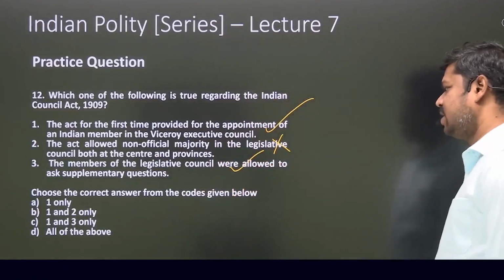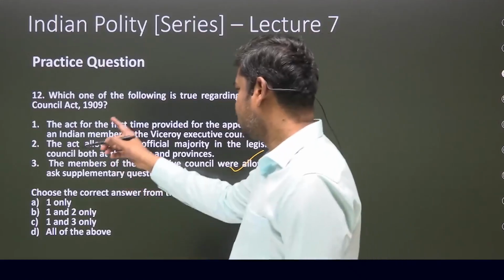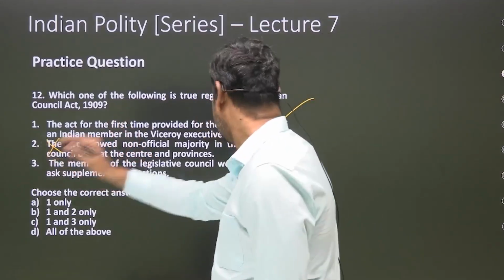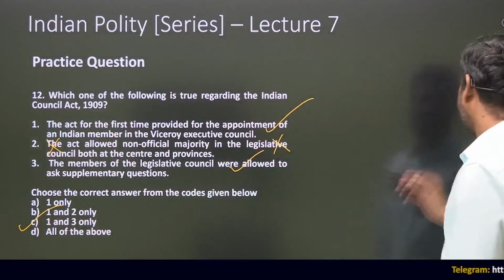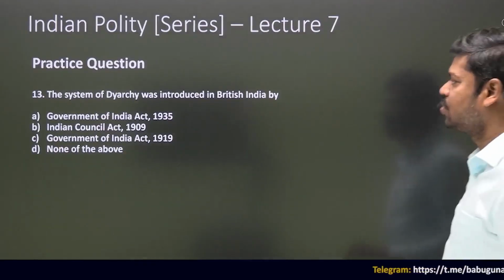Choose the correct answer from the codes given below. So the right answer would be, if you eliminate option 2, which is not the right thing, option C, that is 1 and 3 only. That's the right answer. Come to the next question.